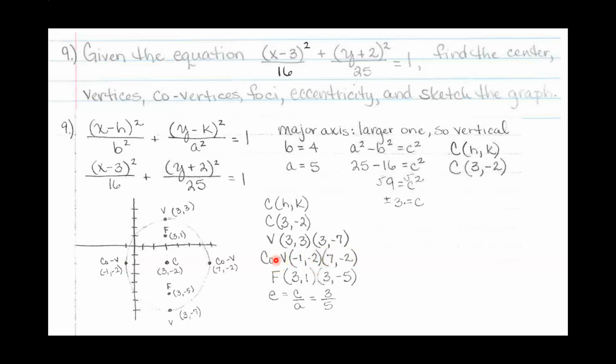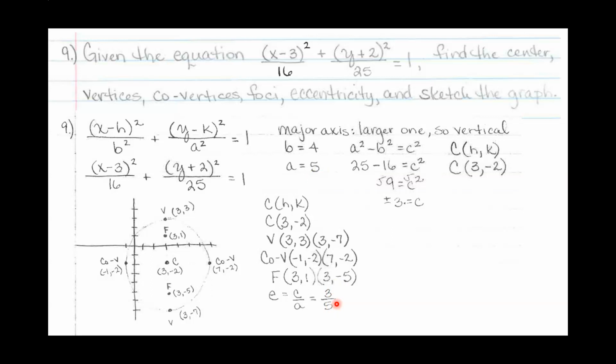My foci are always on the major axis, and we said the major axis was vertical. So I'm going to start at my center. The distance from the center to my focus is my c value, and c was 3. So I'm going to start right here and go up 1, 2, 3. And I'm going to start right here and go down 1, 2, 3. And that will give me my two foci at (3, 1) and (3, -5). And then my eccentricity is my c value divided by my a value. So c was 3 and a was 5. So my eccentricity would just be 3 divided by 5.